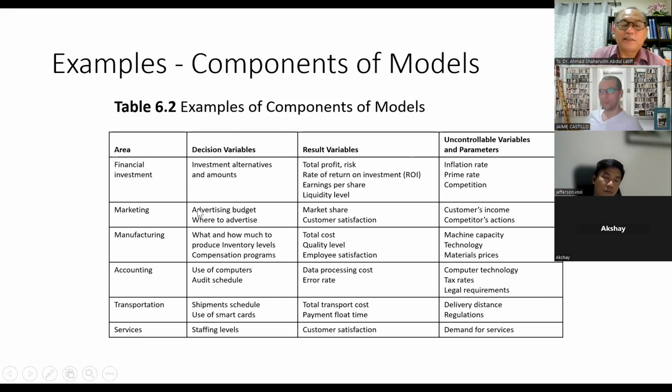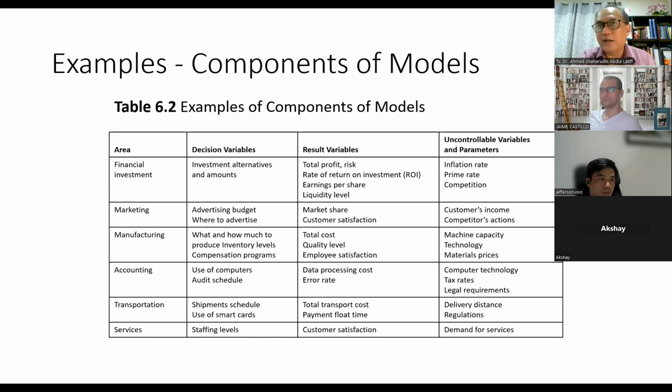For example, advertising budget. We know that our goal, the result variable, is to achieve a certain market share. And then we have an advertising budget. So where do we get this formula? Did we get this formula from the predictive analytics, the data mining, so we can see the trend, we can draw the graph. Previously, we learned about data mining, right?